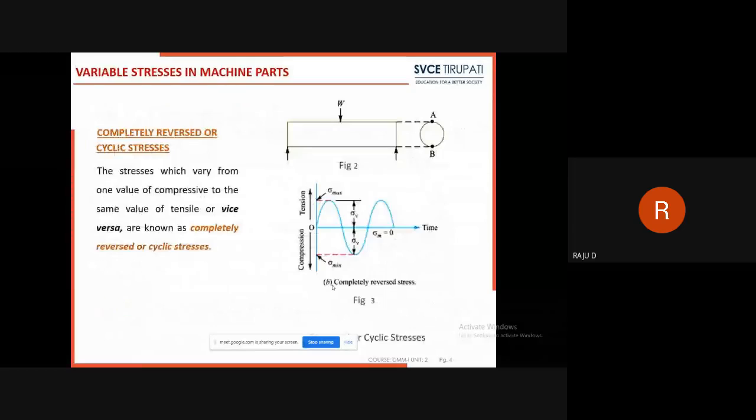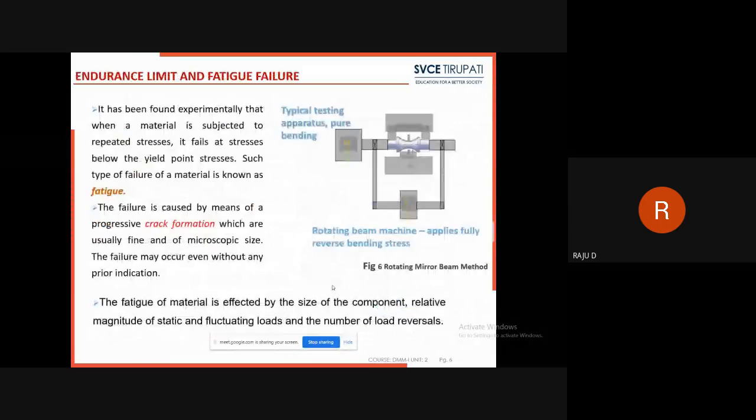Right. So next, how are we going to find out the fatigue life? I think all of you know. Using the rotating beam mirror beam method, we draw an S-N curve diagram. Based on the values of this S-N curve diagram, we clearly calculate the fatigue life or any component life. But how is it done? I think all of you know, right?